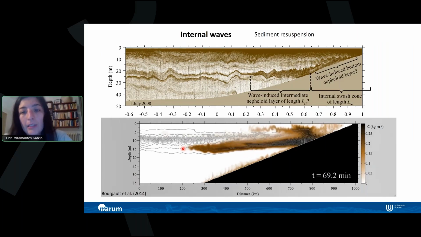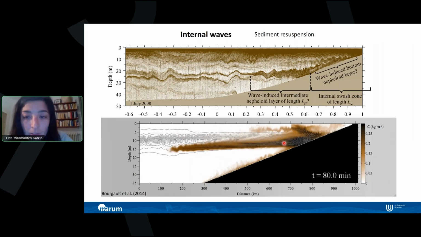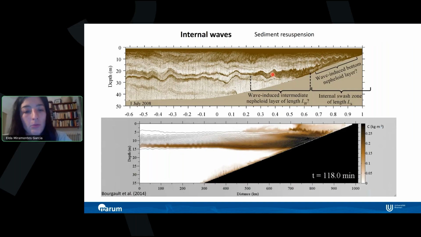So you can imagine that at the same time that all this material is being resuspended, we are going to have also the formation of some particular structures at the seabed. And this has been observed in many different measurements of the water column. Here, an echo sounder image shows a very similar feature as was simulated in this study.